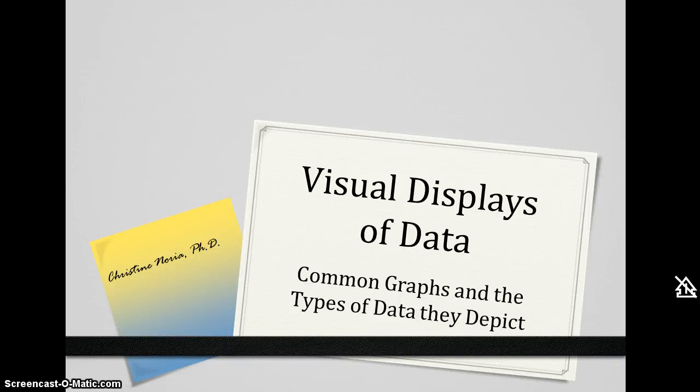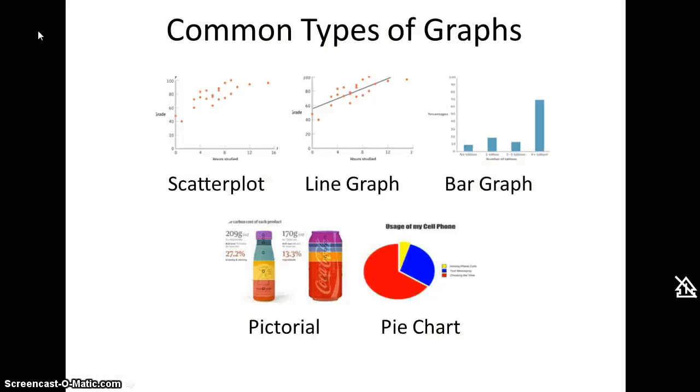In this video, I will be discussing a portion of Chapter 3 on visual displays of data. And we'll be addressing specifically the common types of graphs and the data that they depict. So there are 5 common types of graphs that I'm going to be introducing today: the scatter plot, the line graph, the bar graph, the pictorial graph, and the pie chart.